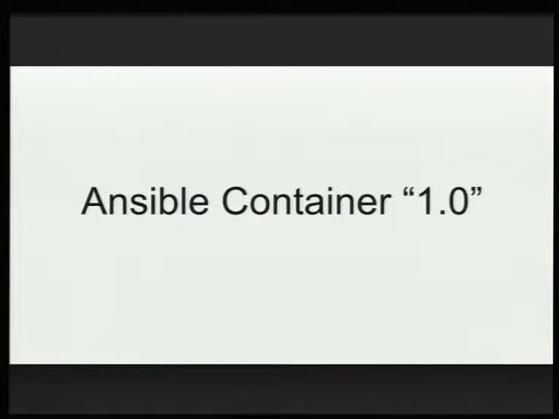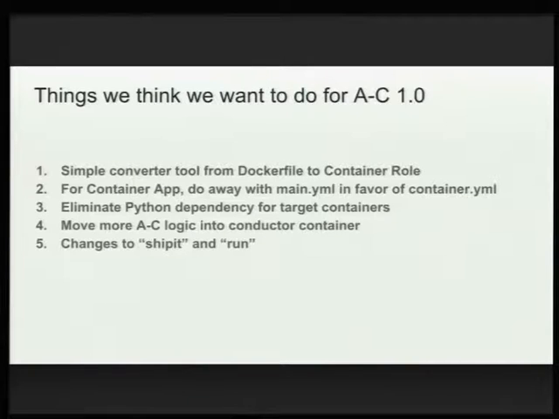Rather than push something out and then change a bunch of stuff, we're going to take a little bit of time. Hopefully what we come up with will be much closer to what we ultimately hope will be Ansible Container 1.0, the first release that we expect everyone can use super easily. So here's a basic list of things we think we want to do. We reserve the right to change this again at any time with no warning. We're developers. That is to say they're developers and I'm their flack. So number one, a simple converter tool from Dockerfile to an Ansible Container role.